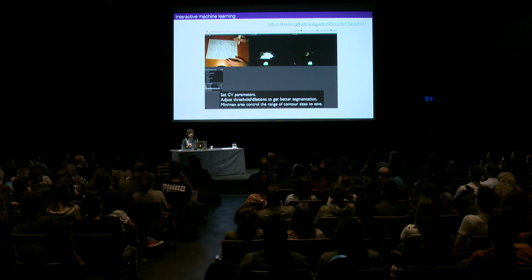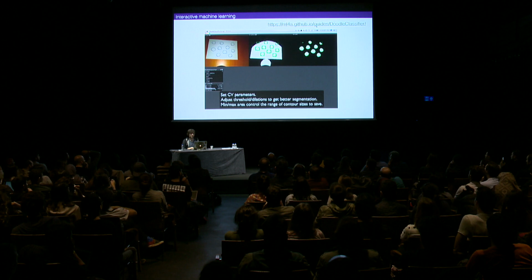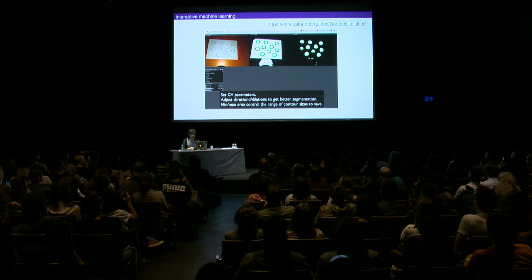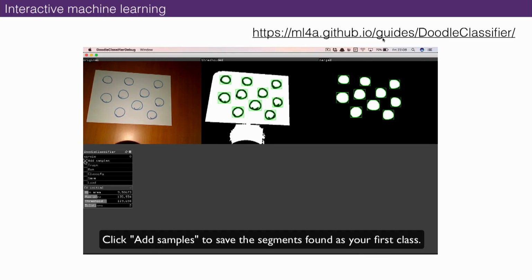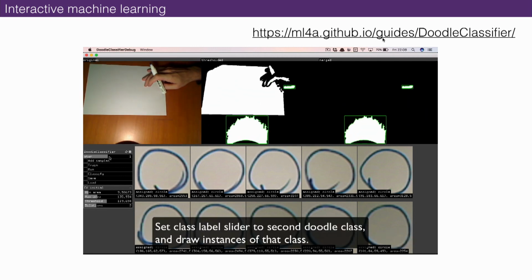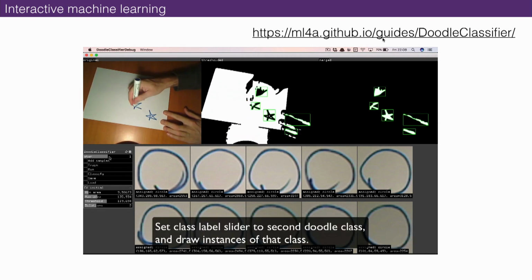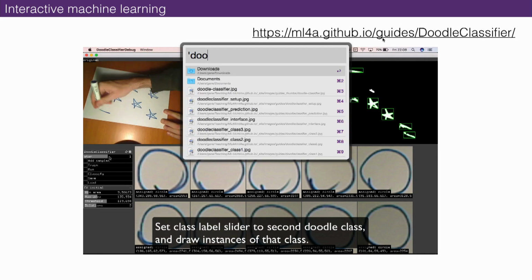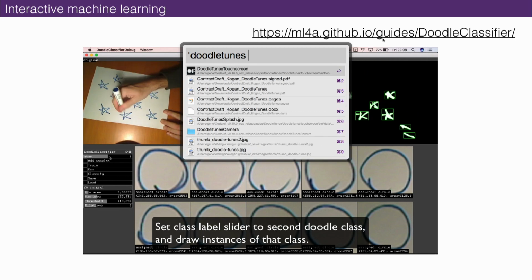This is an application called Doodle Classifier that I made along with my collaborator Andreas Refsgaard. I'm going to show you something by him in a second. This is part of the ML for OF collection, so you can train your own doodle classifier. You make little drawings, and then it can detect those drawings. Together we made this thing called Doodle Tunes.